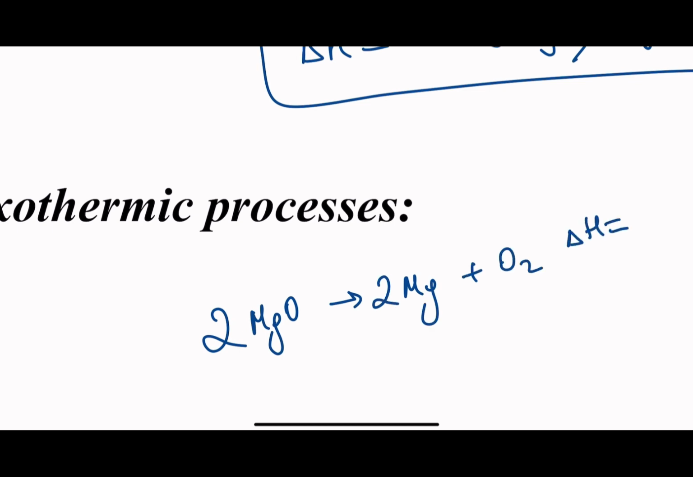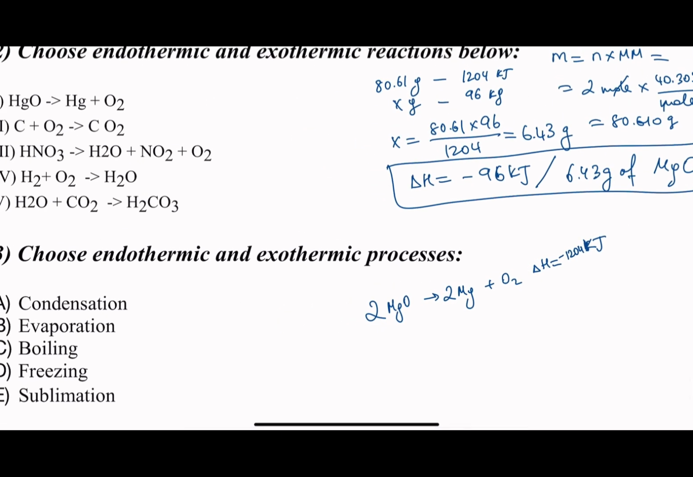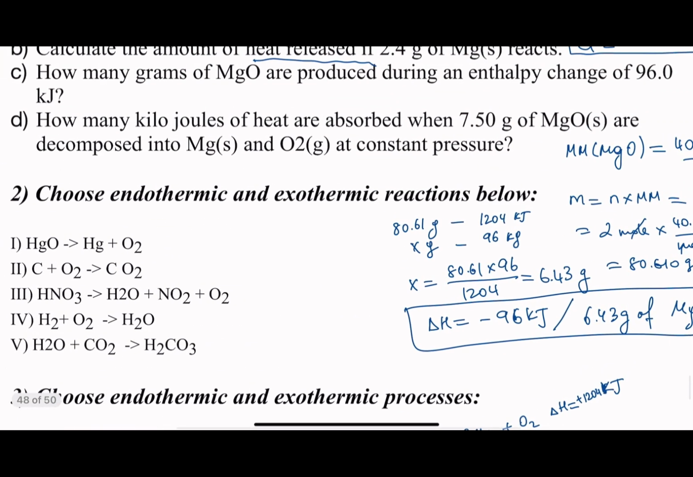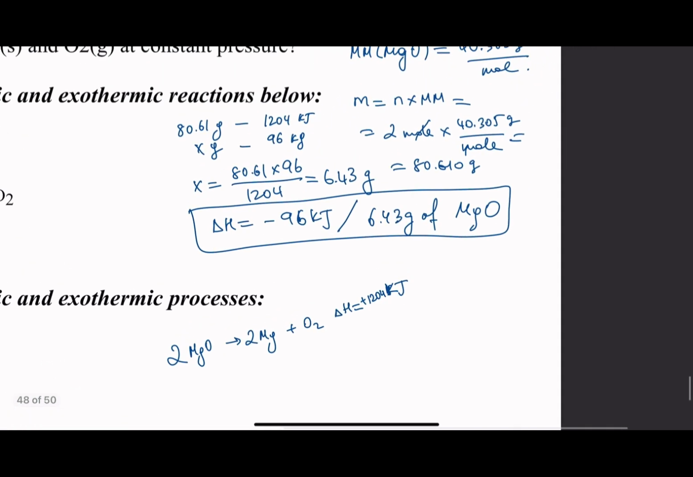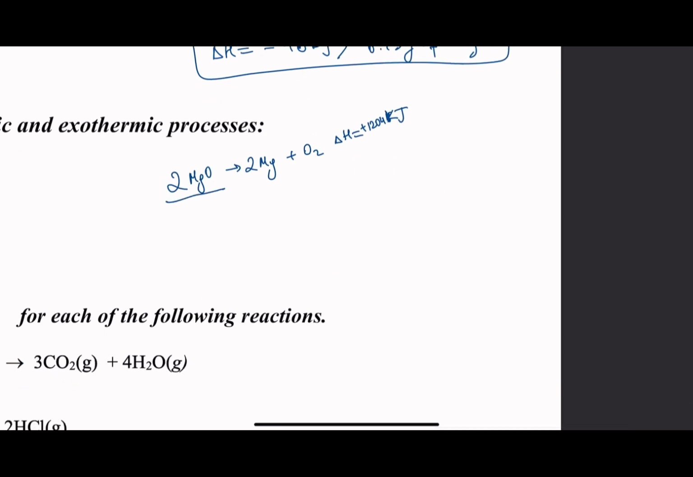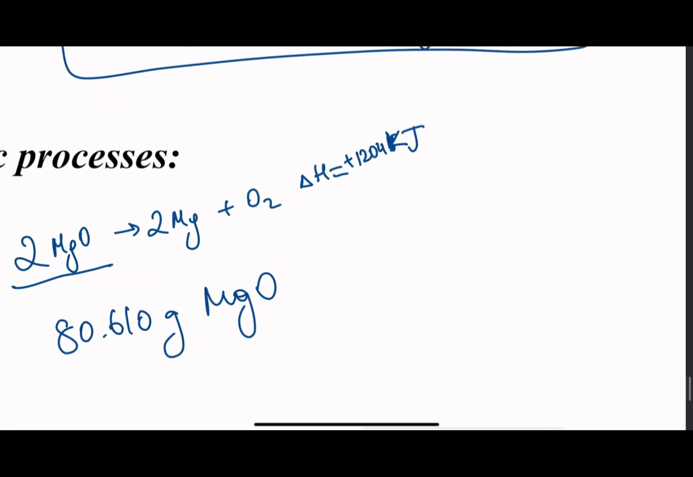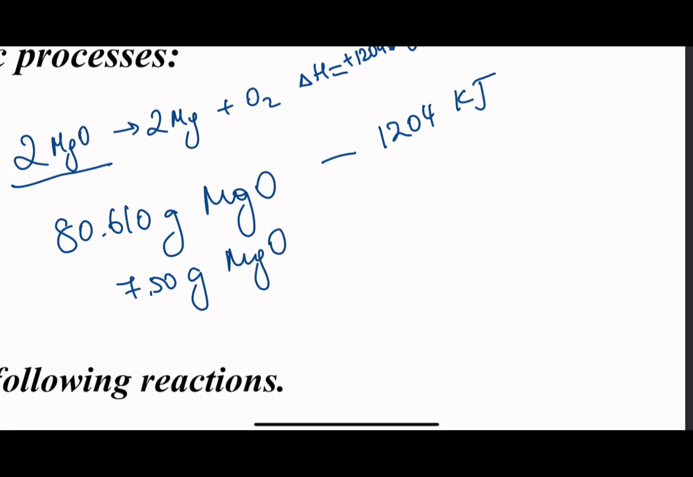And then in this case, delta H is going to be positive. This is going to be a positive number because we just flipped the reaction, right? So now it's asking how many kilojoules of heat are absorbed when 7.5 gram of magnesium oxide are decomposed. Again, we know that 2 moles of magnesium oxide is 80.61 gram. So from 80.61 gram of magnesium oxide, we absorb 1204 kilojoule. And then for 7.5 gram of magnesium oxide, the amount of energy will be X kilojoule.